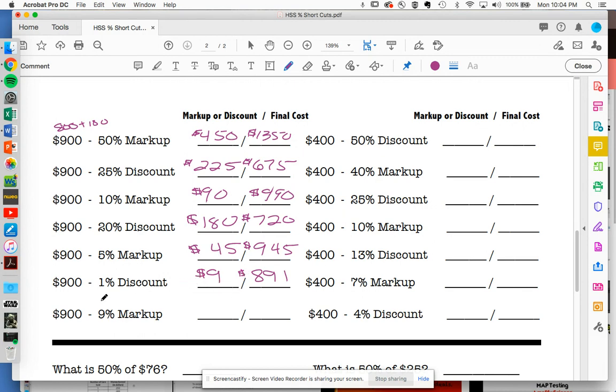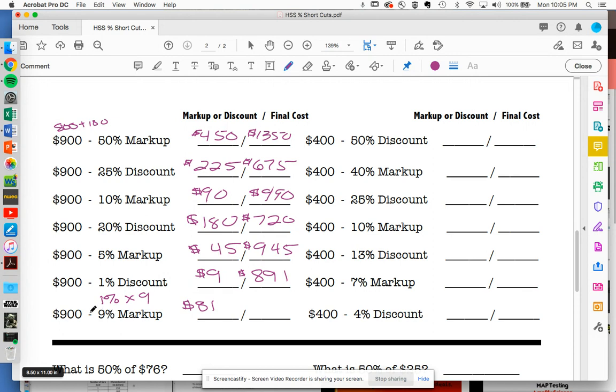Okay. Now, this is where we're going to use this trick we're going to use for tax. But let's say it was a 9%, in this case, markup. To find 9%, what I'm going to do is find 1% and take it times 9. Okay. See how I get that? 1% times 9 would give me 9%. So what's 1% of 900? We just found that. What is $9 times 9? You would get $81.